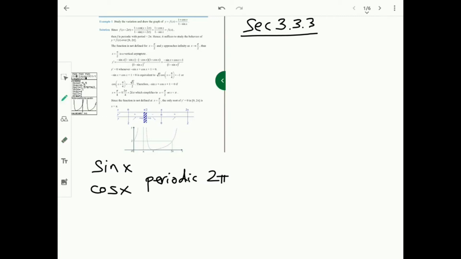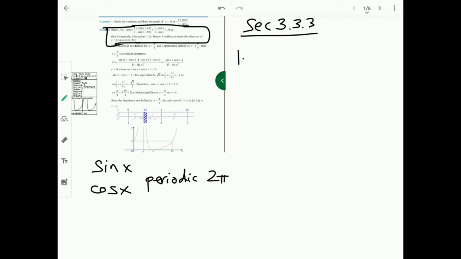Well, if sine x is periodic of 2 pi, 1 minus sine x would be periodic of 2 pi, right? And the same goes for 1 plus cosine x. So first step is always to show this. Since f of x plus 2 pi is equal to this, which is equal to the original function, we can say that this function is periodic with period 2 pi. That's why if we can just draw from 0 to 2 pi, it's enough, we know how the function will look until infinity.